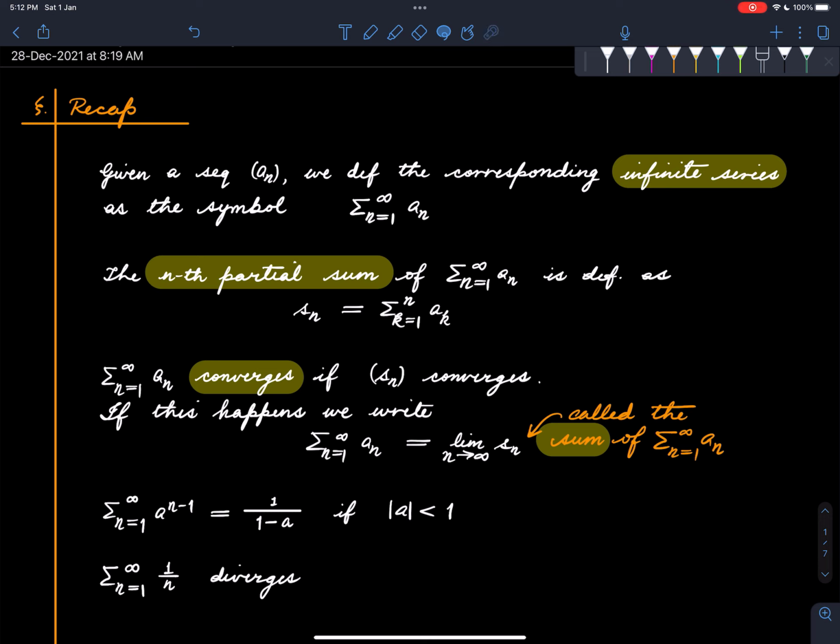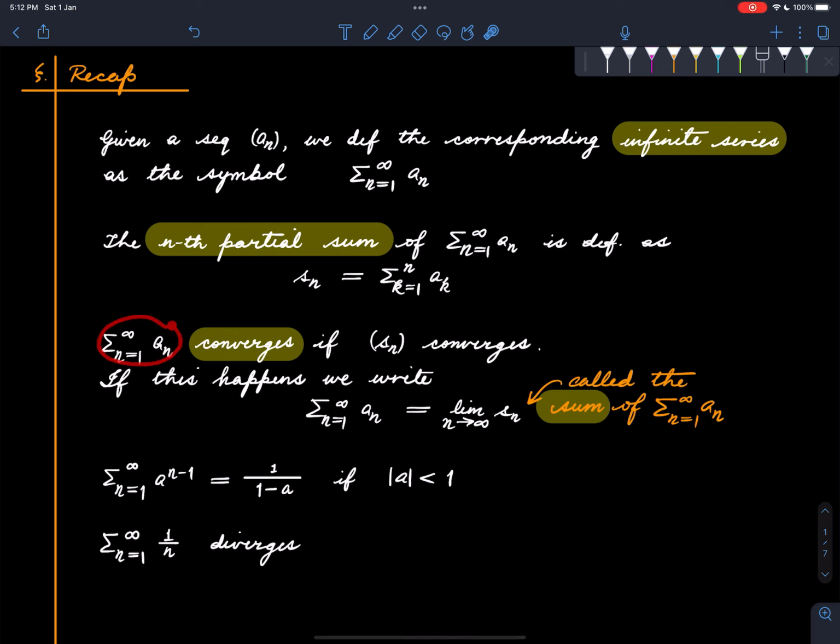So let us recap what we did the last time. Given a sequence of real numbers, we can associate to it a corresponding infinite series, which is just this symbol and nothing more. Once we have such a thing, called an infinite series, we can define the nth partial sum of it by declaring Sn as the sum of the first n terms, and this sequence is an important sequence.